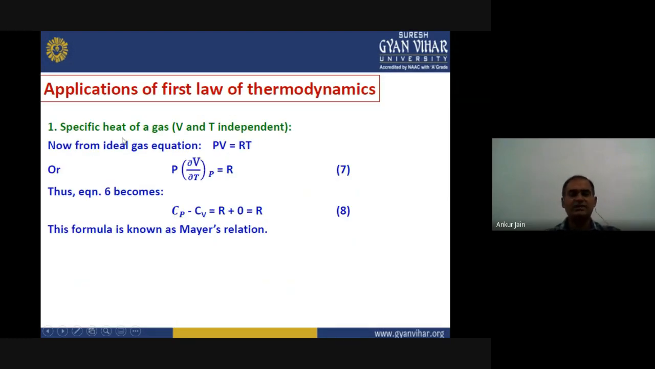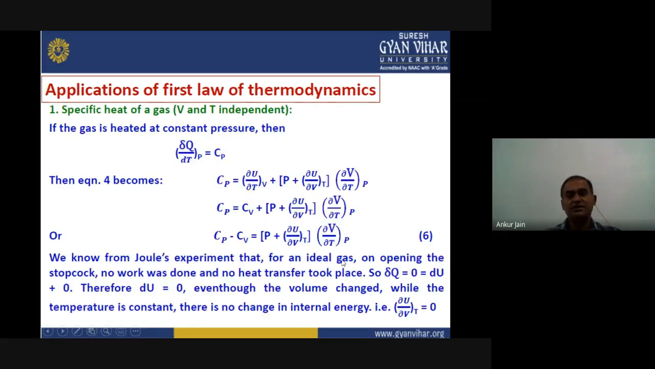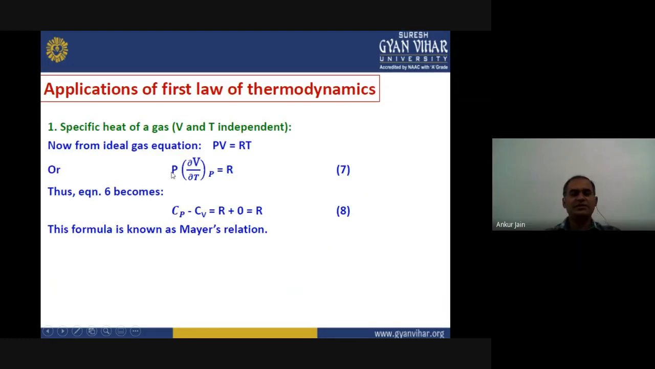Now we consider the ideal gas equation, and that is given by PV equals RT. If we differentiate it with respect to temperature, because the second term is with respect to temperature, what will happen? P into del V upon del T at constant pressure equals R, because the differentiation of T will be 1, since it is with respect to temperature only. So this is our equation 7.